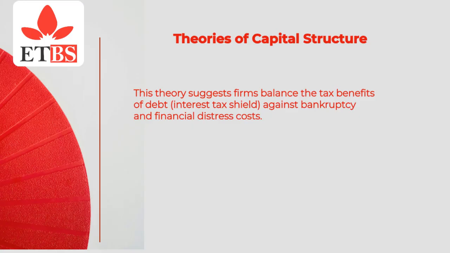Pecking order theory. This theory proposes firms prefer internal financing first, then debt, and issue equity as a last resort. Reasons include avoiding information asymmetry, minimizing issuance costs, and maintaining control.